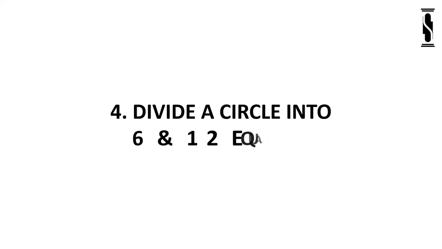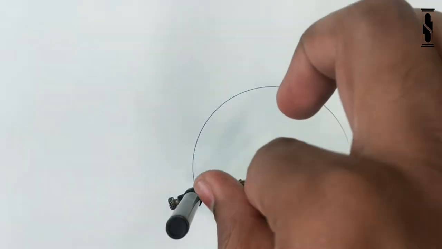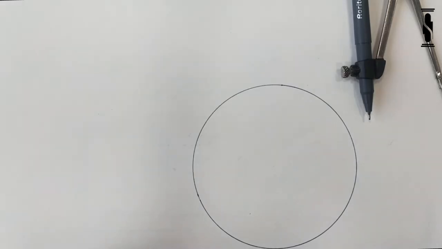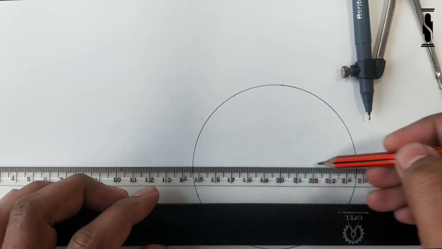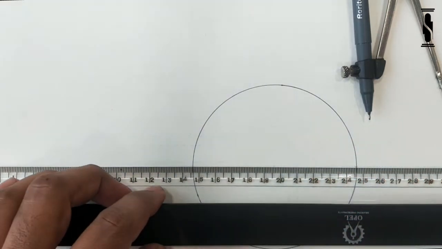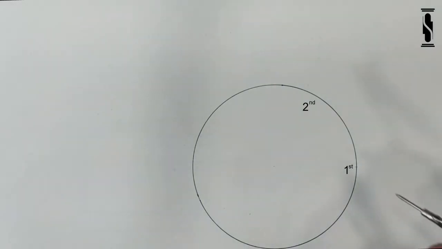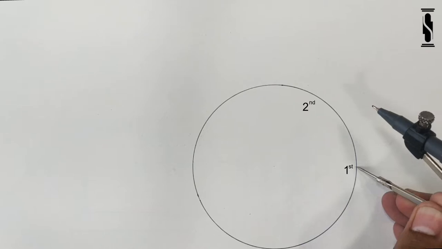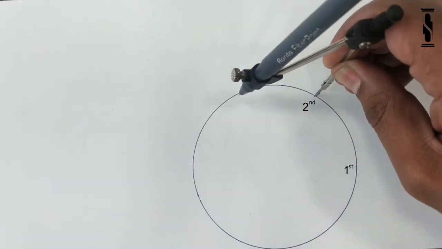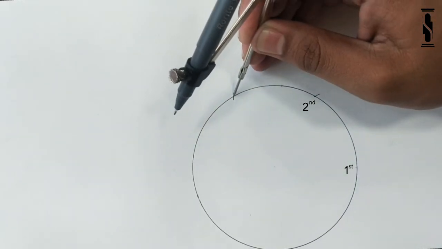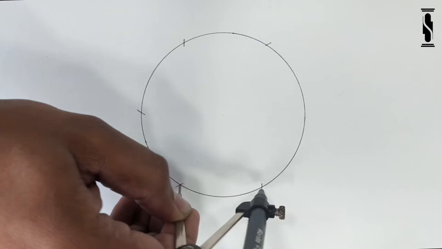Divide a circle into 6 and 12 equal parts. Draw the circle with given radius. To divide the circle into 6 equal parts, mark the first point on the circumference of the circle, horizontally aligned with the center. Now, with the first point as center and radius equal to the radius of the circle, mark the second point on the circumference. Repeat the same process, and mark the third, fourth, fifth, and sixth points.